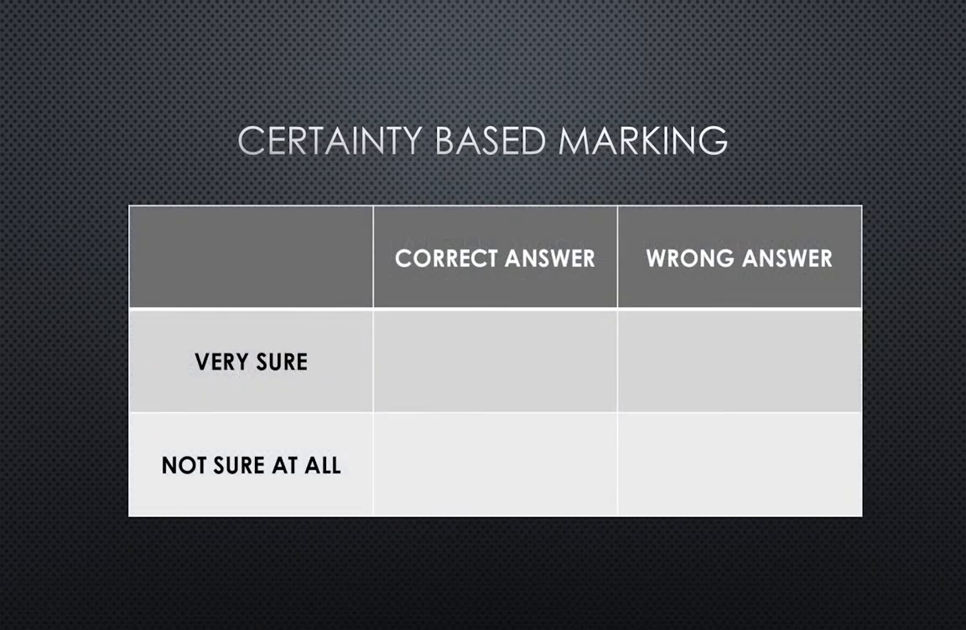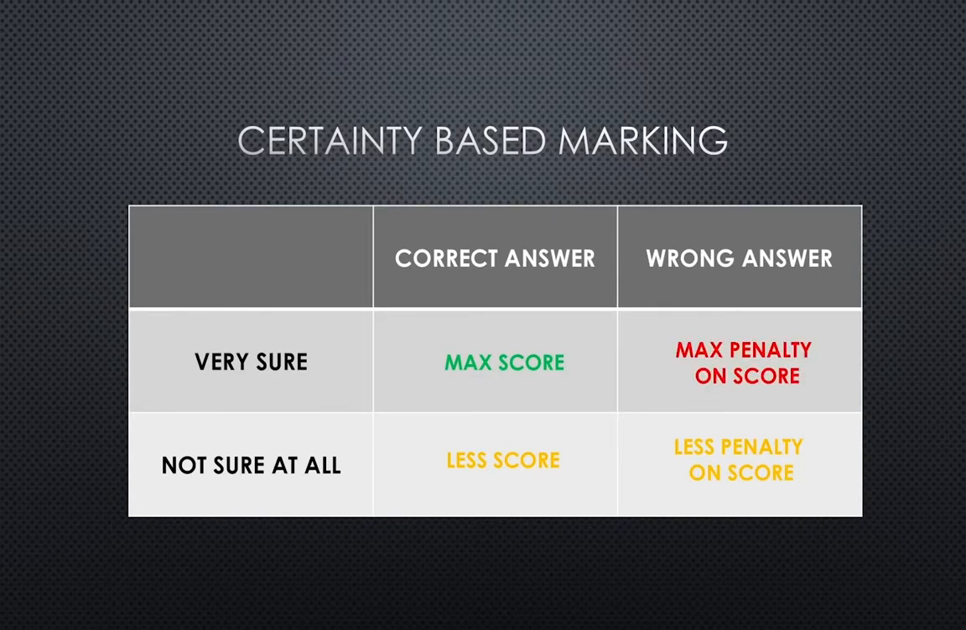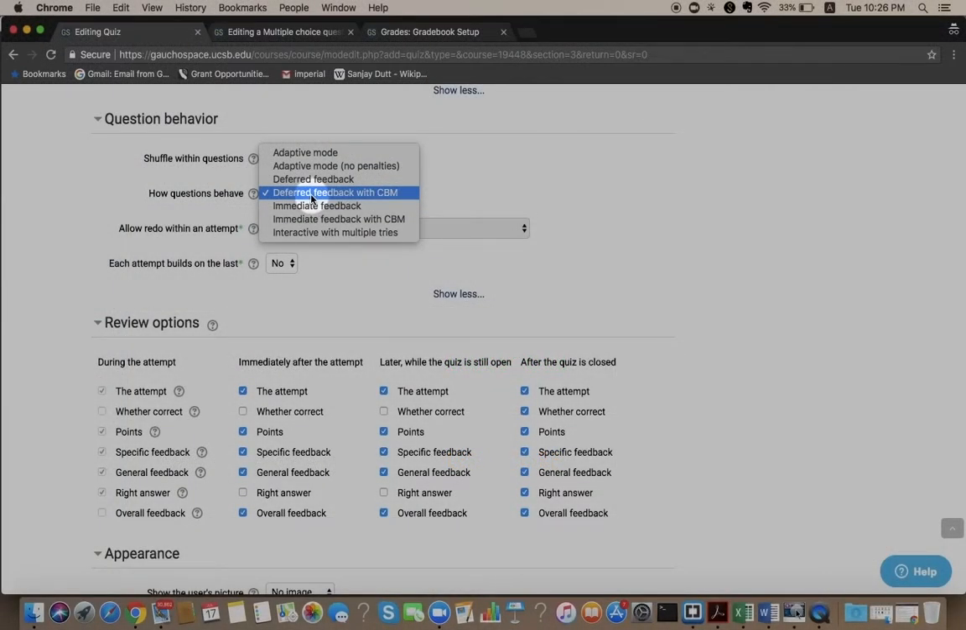A correct answer with maximum surety will incur more points, whereas a correct answer with less surety will incur less points. In a similar way, a wrong answer with less surety will incur less penalty, but a wrong answer with maximum surety, which means that the answer is wrong but you state that yes, I know the answer for sure, will incur maximum penalty. These are the different question behavior options that we have. I'm just going to leave it at deferred feedback at the moment.